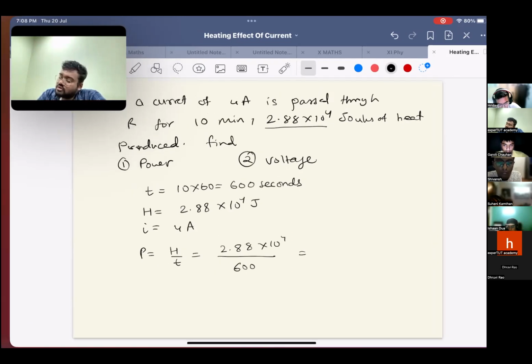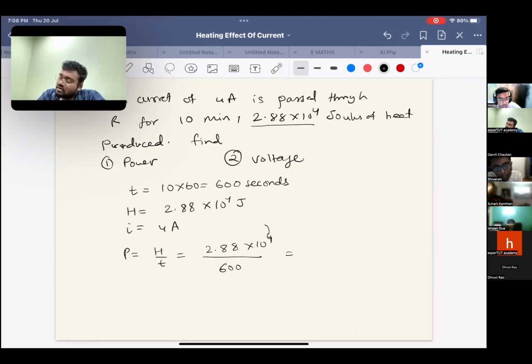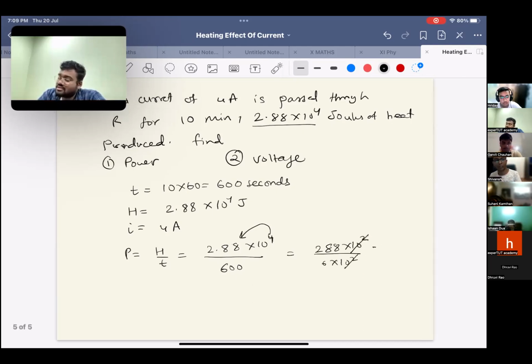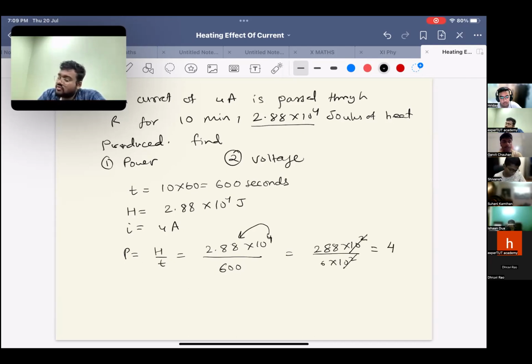Now what you do is you make it a 4 a power, you use 2 here, you get 288 into 10 power 2 divided by 6 into 10 power 2. Cancel 10 power 2, 10 power 2, you get 288 by 6, which is 6 4s are 24 and 6 8s are 48. So that is 48 watt. Okay. And then they're asking voltage.